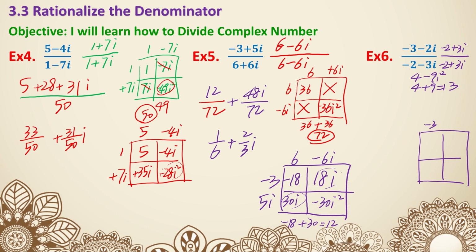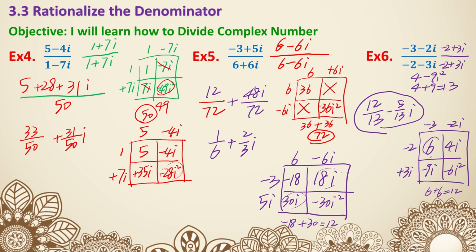As for the top, negative 3, negative 2i, negative 2, positive 3i. So it's a 6, then it's a 4i, then it's a negative 9i. 3i times negative 2i is a negative 6i squared. So let's see. The bottom is 13. The top 6 is going to be a 6. Negative 6 times negative 1 is another 6, so 12. And then 4i and negative 9i, we're going to have a minus 5 over 13 i. And that is the final answer for number 6.